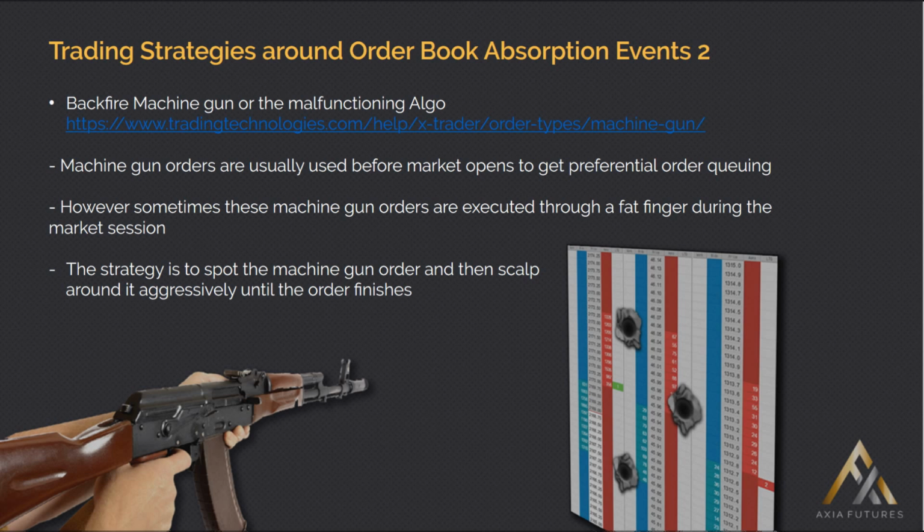What do I mean by fat finger? An accidental execution of the trade. It's a trade that had no intention behind it or never wanted, but unfortunately the trade was put on accidentally. So then our strategy as local traders is to spot the machine gun order and then scalp around it aggressively until the order finishes.